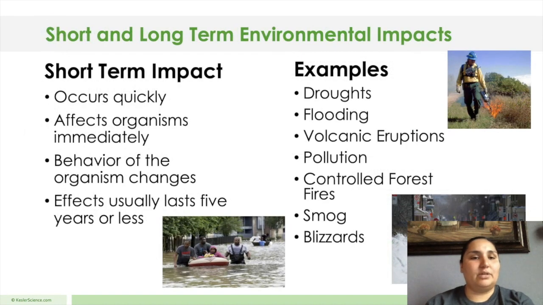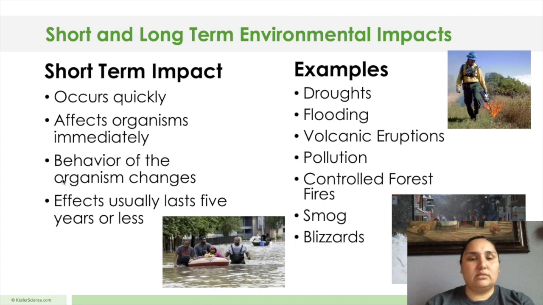All right, short-term impact. These occur quickly. They happen quickly. It affects organisms immediately, okay? Behavior of the organism changes. The effect usually lasts 5 years or less, okay? So less than 5 years. Some examples. So you're gonna write these right here under, remember where I said impact? It's about 4 of them. And then the examples down at the bottom.